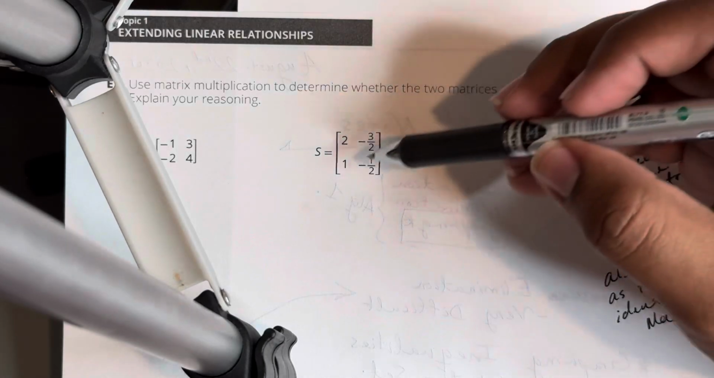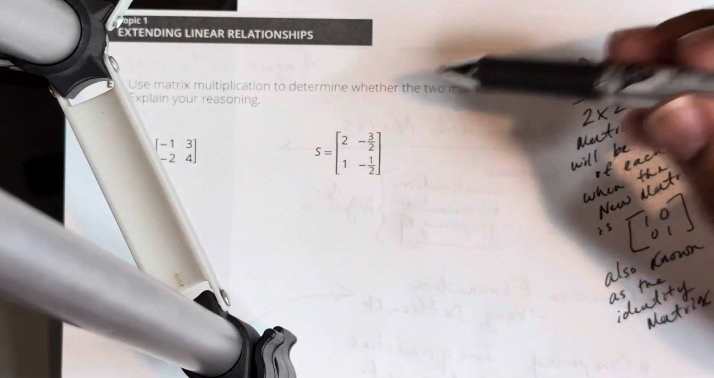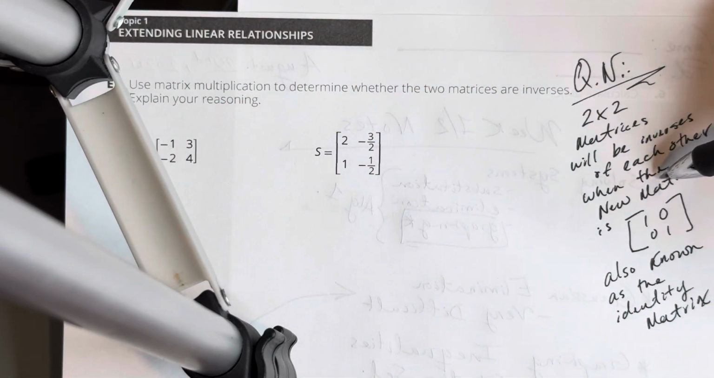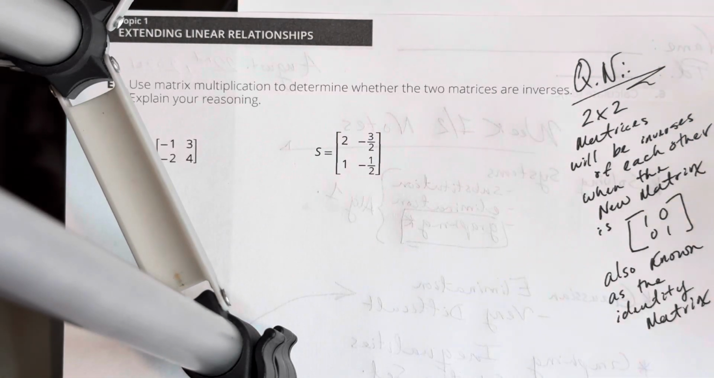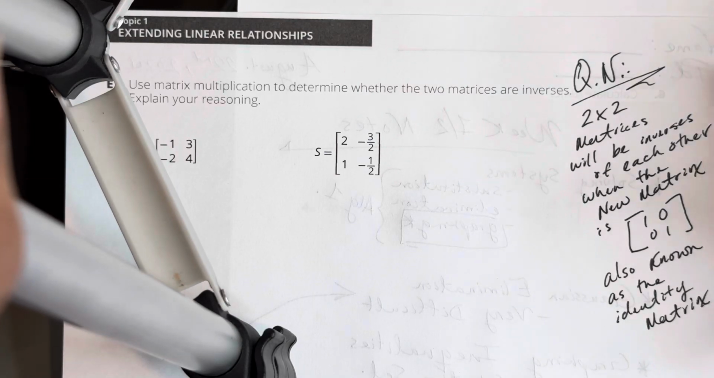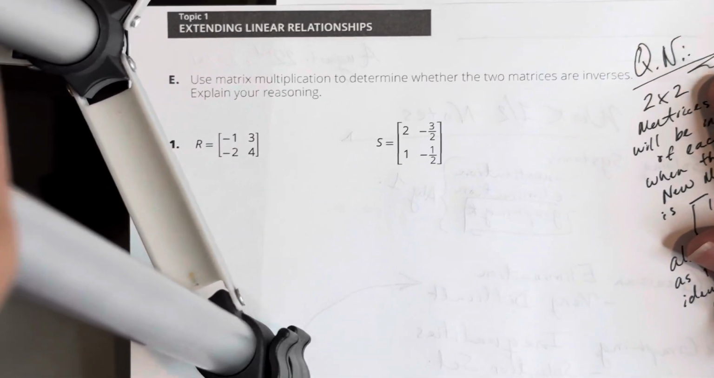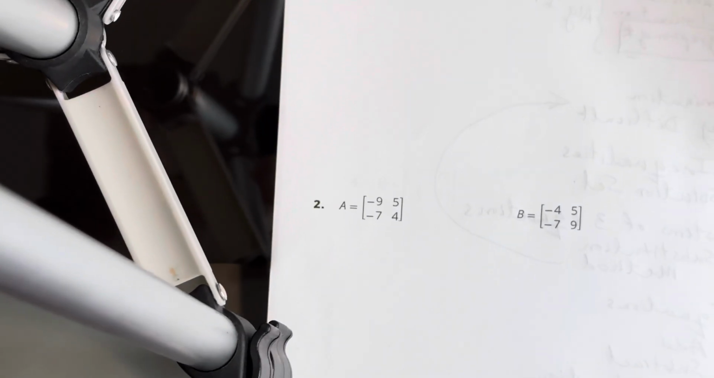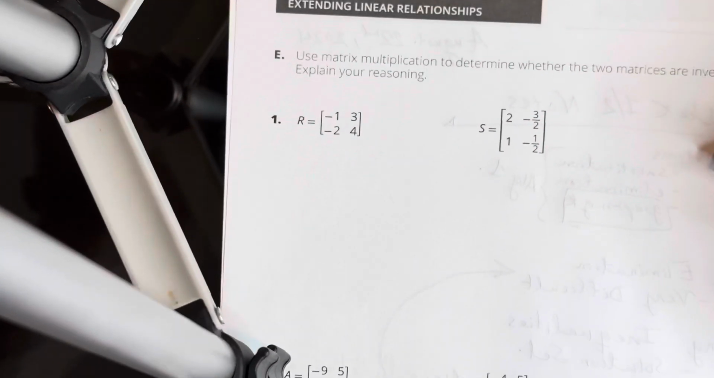Long story short, we're going to multiply these two matrices. If it gives me 1, 0, 0, 1, that means it's an inverse, so we're good to go. If it does not, then we give a brief explanation, hey, it didn't work because I did not get 1, 0, 0, 1 as my product.